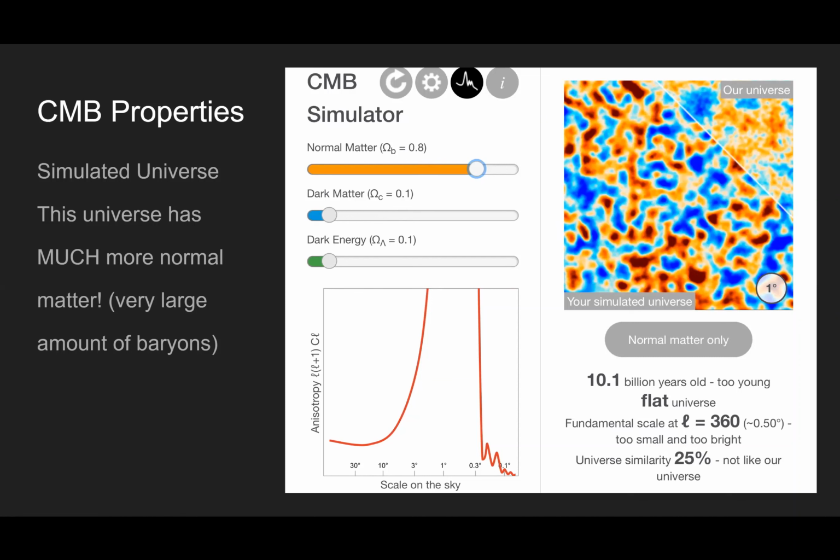So the simulated universe has much more normal matter, meaning it has much more baryons. As you can see down here, the universe similarity is only at 25%, so it's not very much like our universe at all.